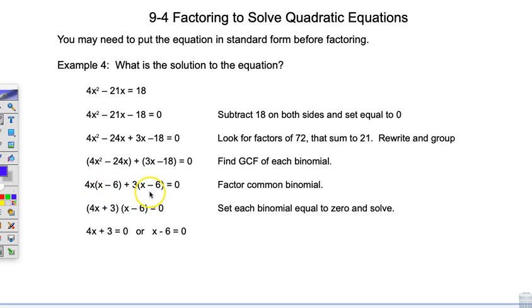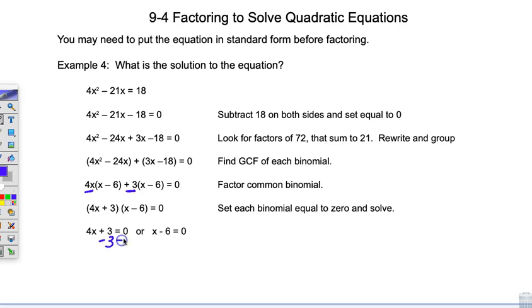Notice that we have common binomials, and we learned in chapter 8 that we would factor out common binomials, so I did that right here. We only need one of them, and that left our remaining 4x and our positive 3 as our other binomial. Now from here you can set them equal to 0, just like we did in example 1. And then you're going to go ahead and solve the equation.